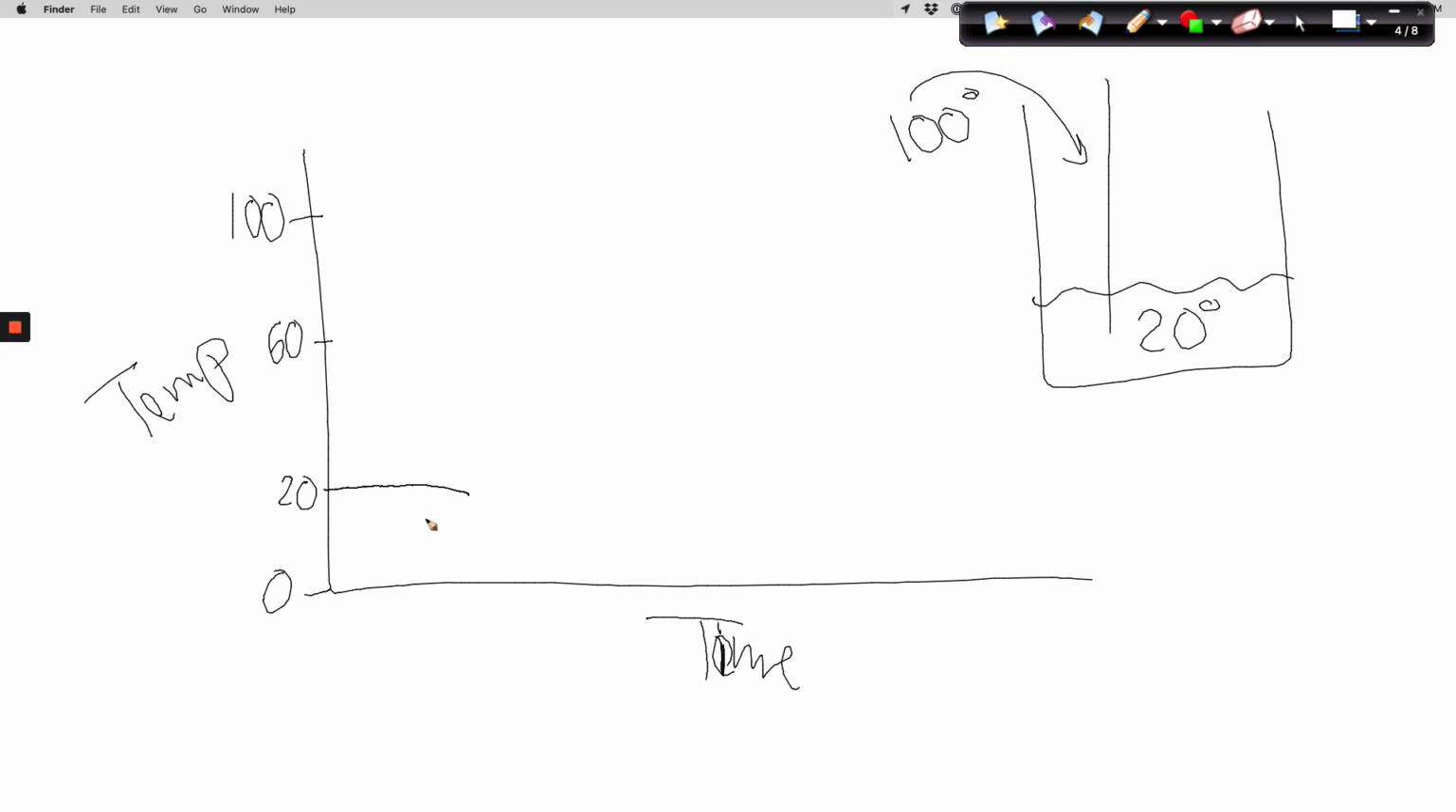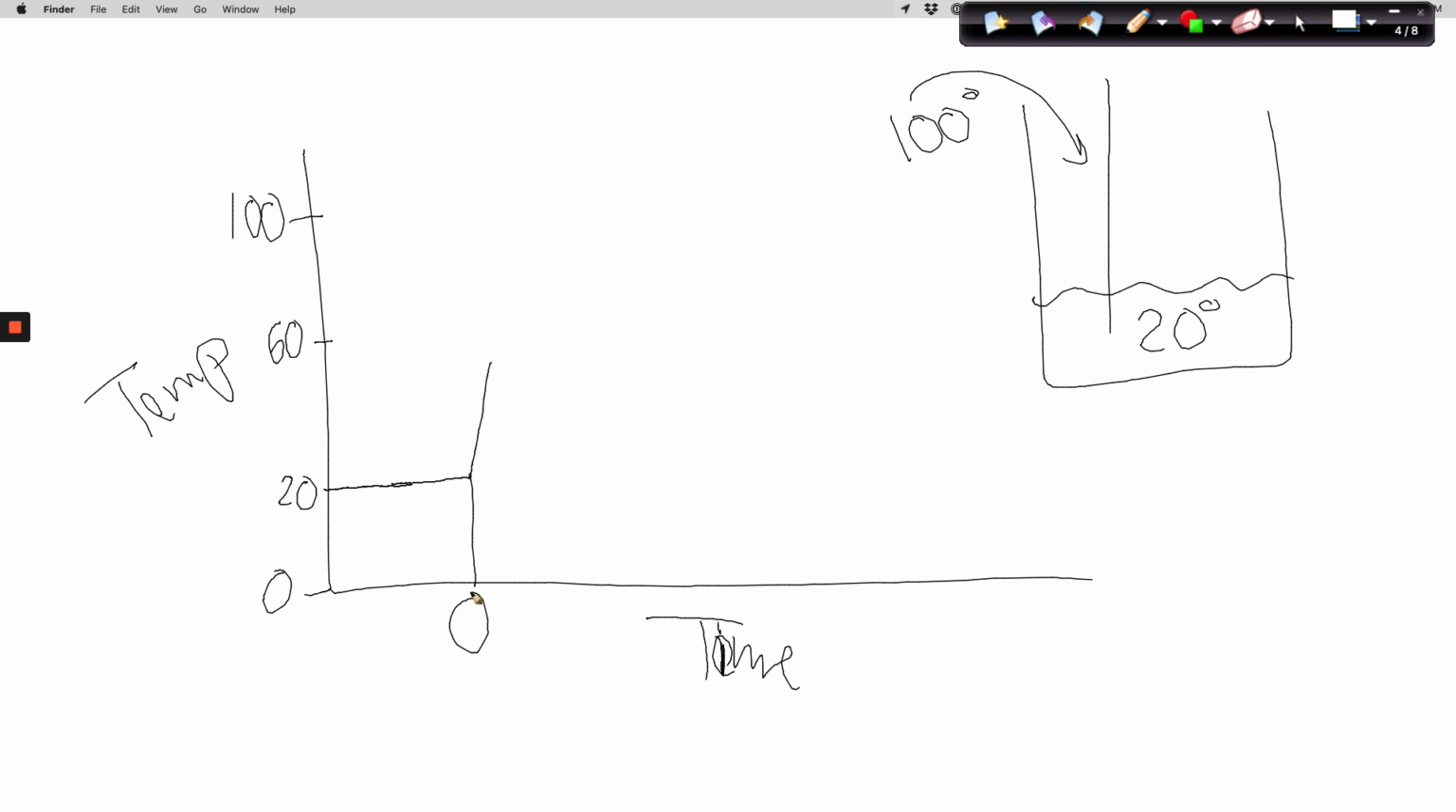Let me just erase. Sorry, be gentle with me. But this is 20 degrees, and then we dump in the hot water, and it goes boom. Does it go up to 60? No. It goes up somewhere in between. You might get a little bit higher spike simply because you're stirring. So we dump in the hot water, and we are going to call this time zero.